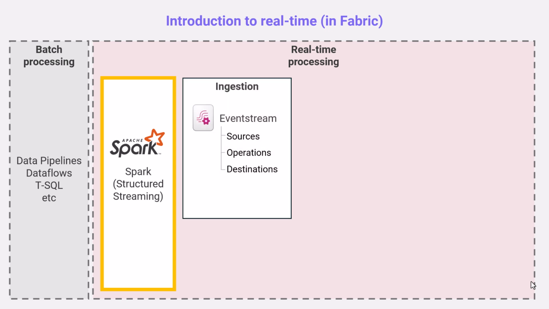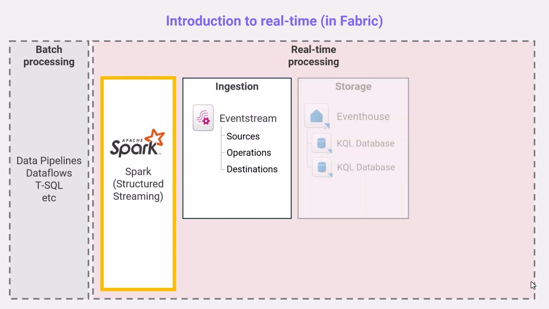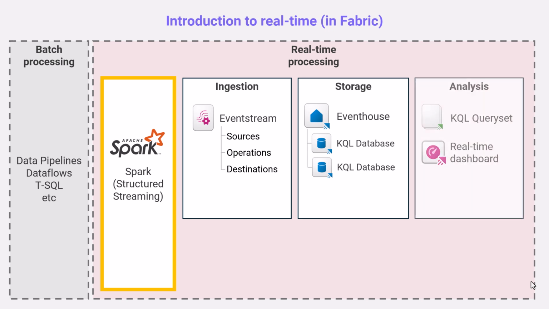But then we have the Fabric-specific tools. For ingestion, we have the event stream, which allows us to ingest data from a variety of different sources, perform a few different operations or transformations on that stream as it's incoming, and then write to a number of different destinations within Fabric or a custom endpoint as well. Then we have the storage side of things in the real-time area, and most of it is based around the Eventhouse, which holds one or more KQL databases. And we'll be having a look at those a little bit later on in this video as well.